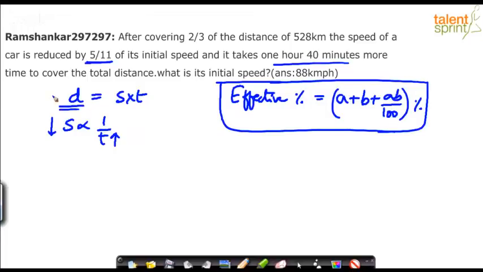The distance remains constant. Now forget about this 2/3 of the distance which was covered at normal speed. Only let us look at the remaining part of it. What is the remaining part? Remaining distance. What is the remaining distance? 1/3 of the distance, right?